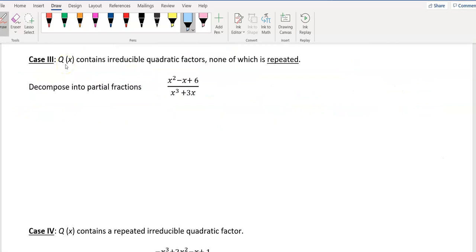Okay, case 3, which is the last case we'll do on this video, is when q of x, or your denominator, contains irreducible quadratic factors, none of which are repeated. So you won't have any of those exponents like 2 or 3 on your factors. So the first thing we need to do is look at our rational function and specifically evaluate the denominator and think, okay, how can I factor this? It's not going to factor fully, but let's see what I can do to make it a little more simple.